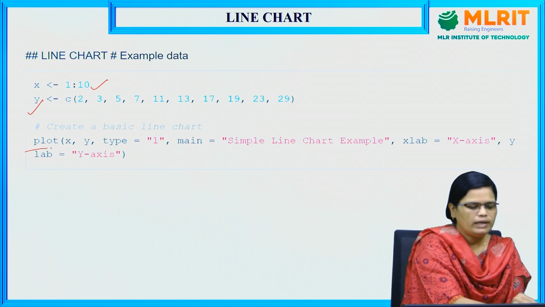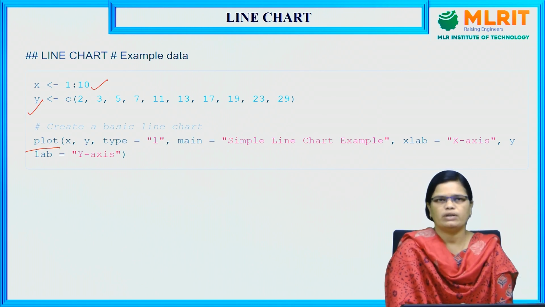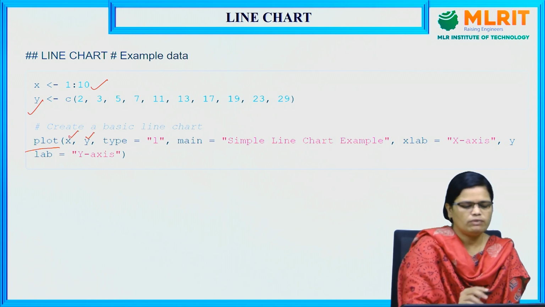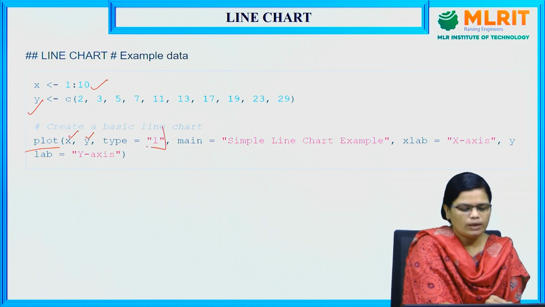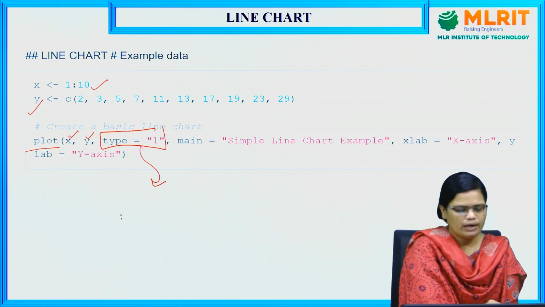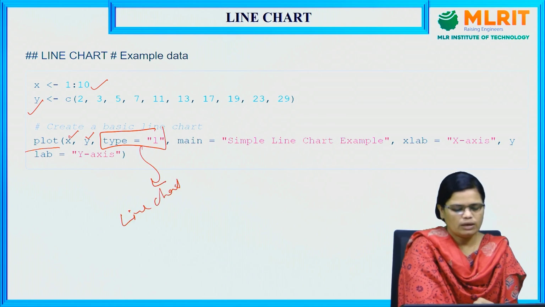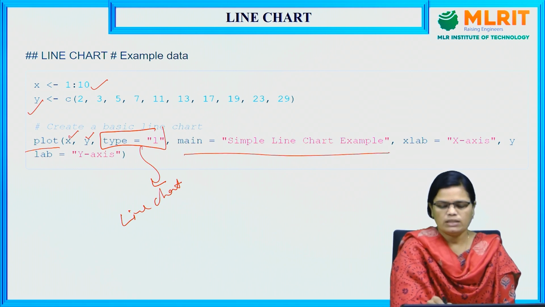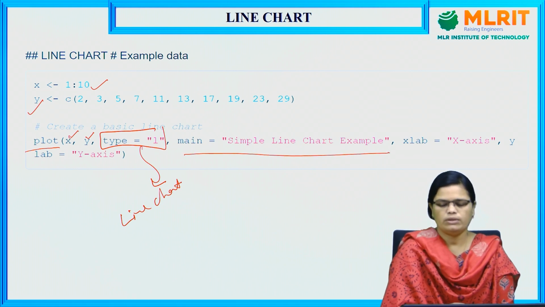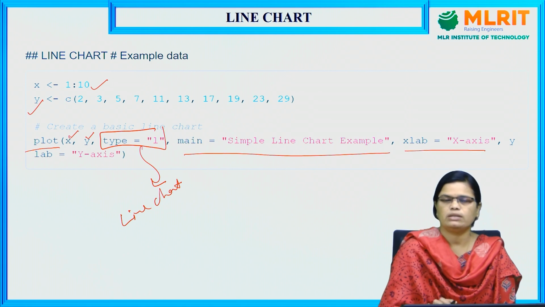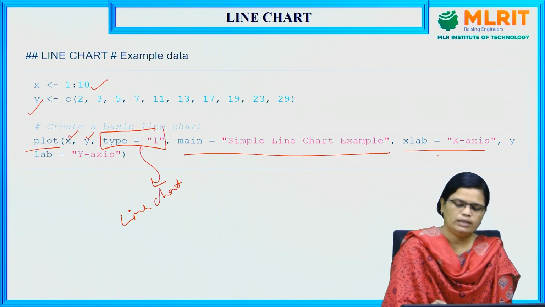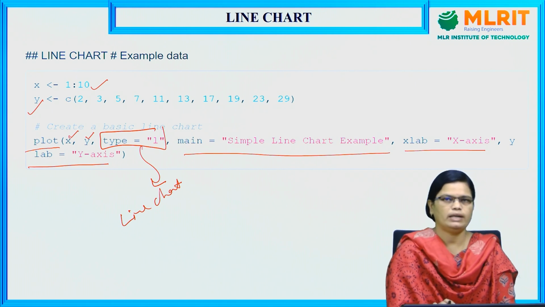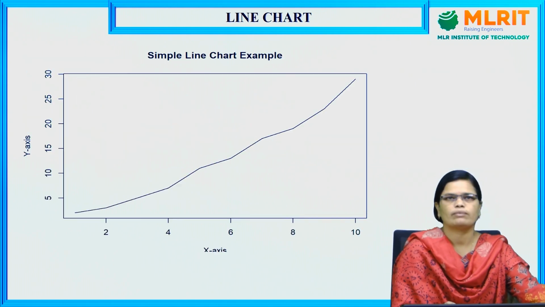For creating a plot, we are using the plot built-in function. And here we are assigning the x and y values. Here type is equal to "l", that indicates a line. You are displaying a line chart. The name is given in the main parameter, and same like the previous visualizations, we are assigning the x-axis name and the y-axis name. Now look at the visualization.